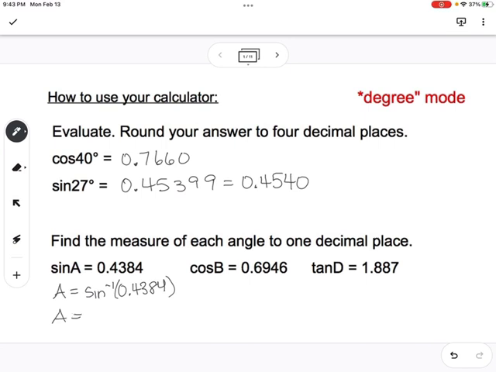And to put that in the calculator, 0.4384, and I'm pressing second. You might have a shift button instead to get to the inverse sine button. And we get 26.001. Rounding to 1 decimal place puts us at 26.0 degrees.